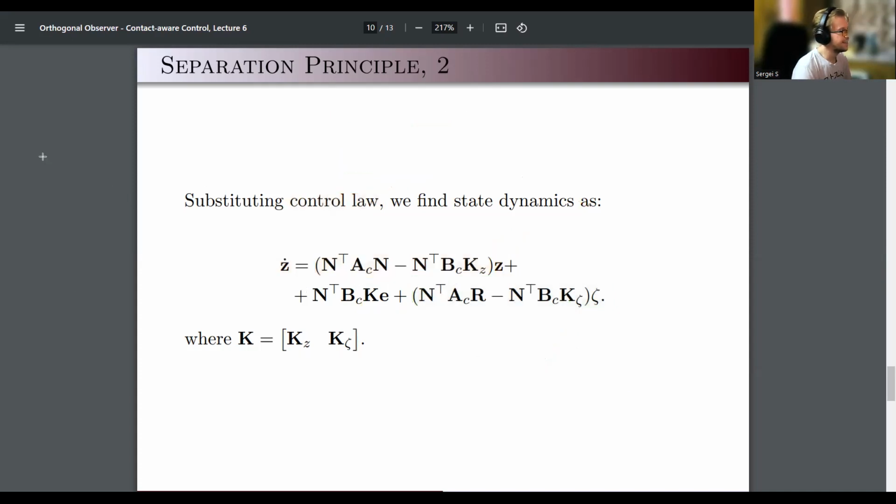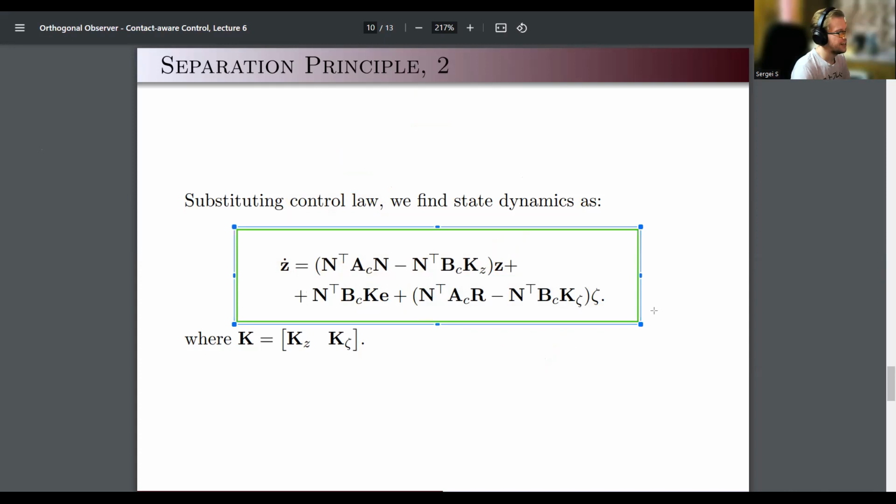So in short, second step. The first step was the dynamics of the Luenberger observer. Second step, rewrite the dynamics of the system in such a way that it will be a function of new variables. First is the original variable, right? And second is the observation error.